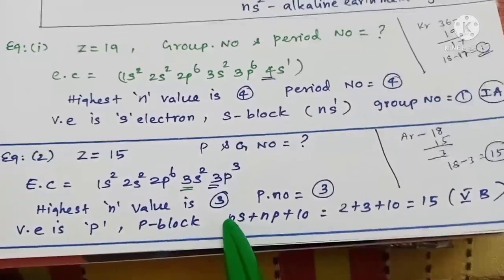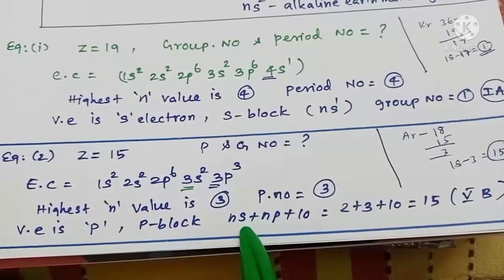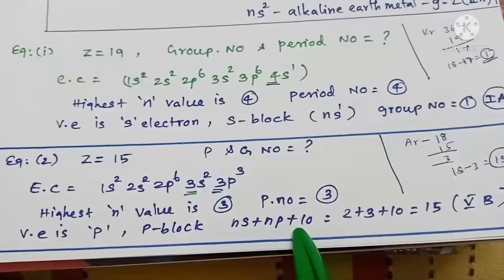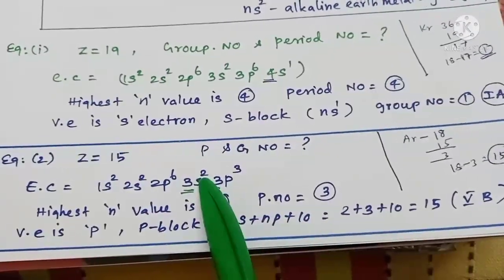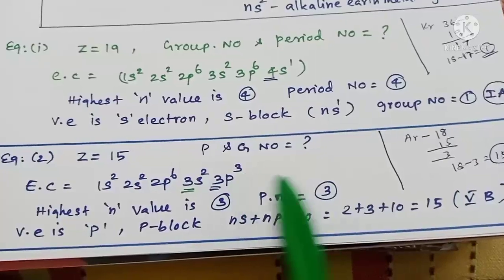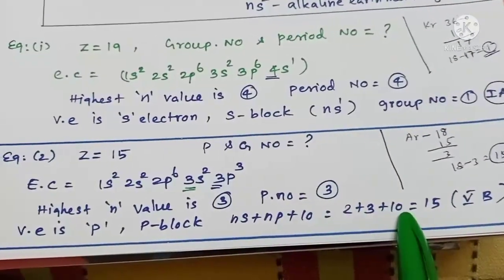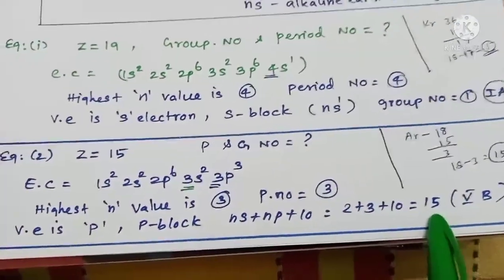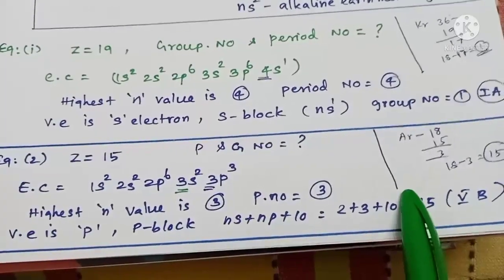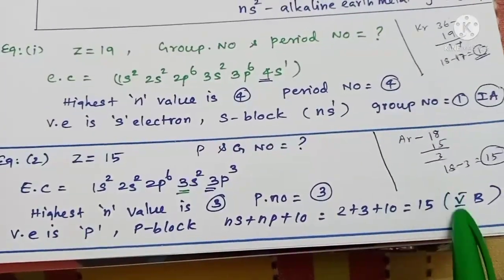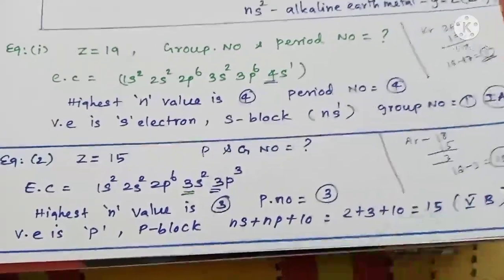To find out the group number, the formula is number of s electrons plus number of p electrons plus 10. The s electron number is 2, the p electron number is 3, so 2 plus 3 plus 10 is 15. So this element comes under group number 15, or the 5B group.